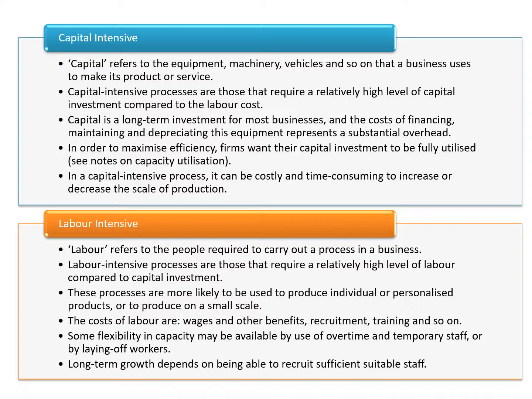And then in the capital intensive process, it can be costly and time consuming to increase or decrease the scale of production. Once you've got a machine in and you've got a building and it's full of that machine, then if you do want to up your scale, you're going to have to buy another factory, buy the machine, and then find people to work it. It can become very, very costly when you want to increase.